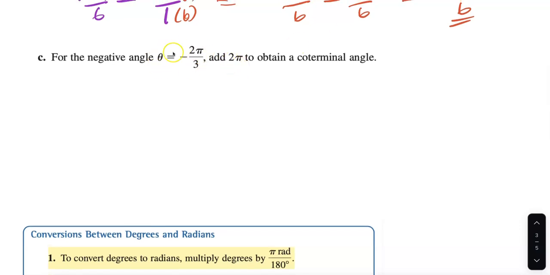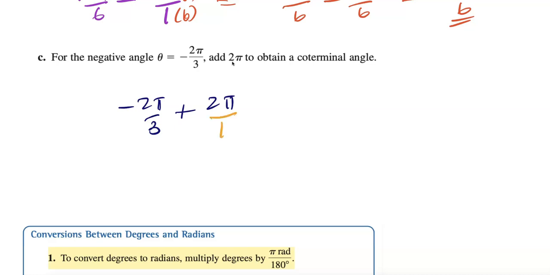Right here we have a negative number. We want a positive coterminal, so we're going to add 2 pi to this. So again, if you know how to add fractions, you should be golden. So we're going to add 2 pi. All we're going to do is common denominator over 1. So we need to multiply this by 3 over 3. This will be 6 pi. Negative 2 pi plus 6 pi is 4 pi over 3.